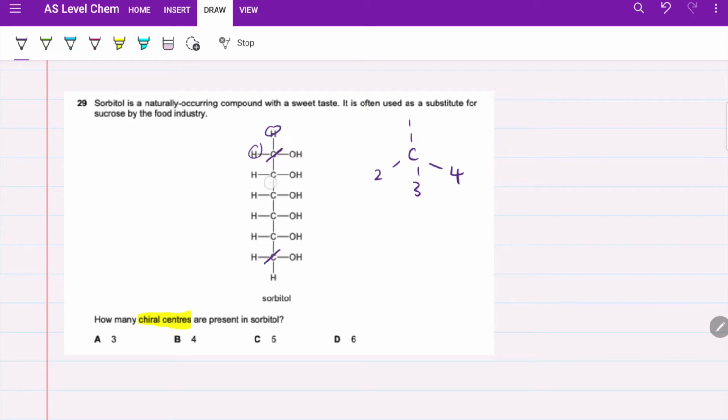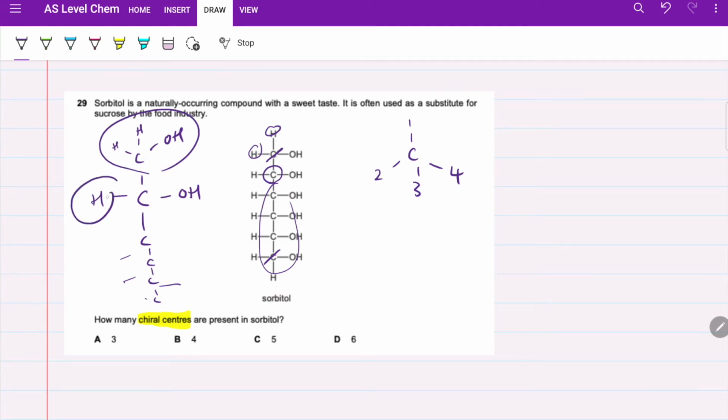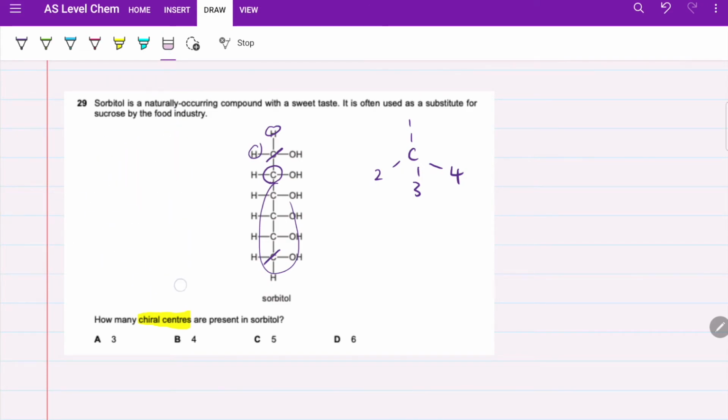So if we take a closer look at this carbon and we place it here, we have a hydrogen. So we have a hydroxyl group attached to it. And then we have this CH2OH on one side, because we said it can be an atom or a group. And then we have this entire thing attached to it as well. C, and then all the H's and OH's. So that's 4 different things. That's 1, 2, 3, and then 4. Right? So then that is correct.